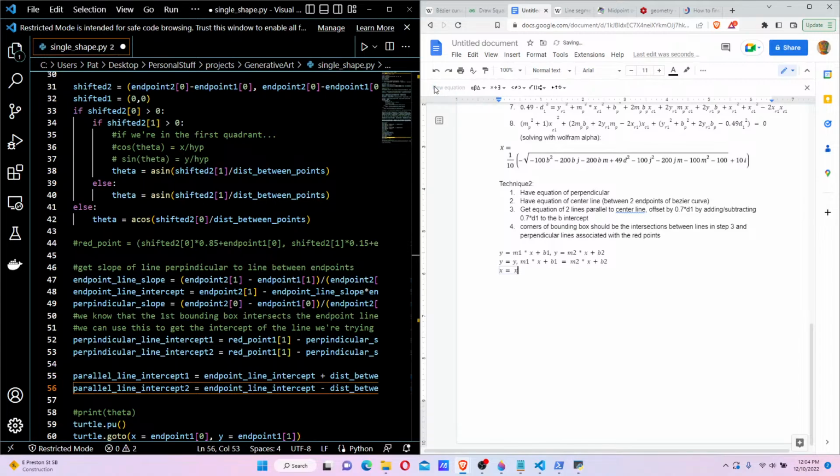x is equal to x, so x times m1 minus m2 is equal to b2 minus b1, and now we could say that x is equal to the fraction, and on top is b2 minus b1, and on bottom is m1 minus m2, and then comma, and then y is equal to, well, then just solve y from there.